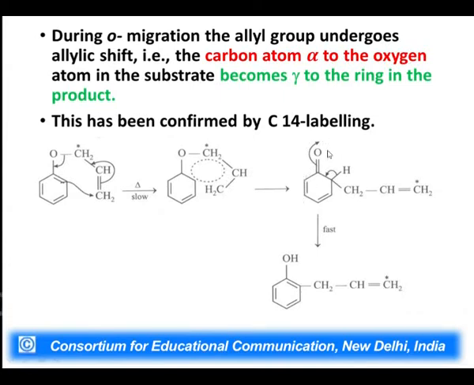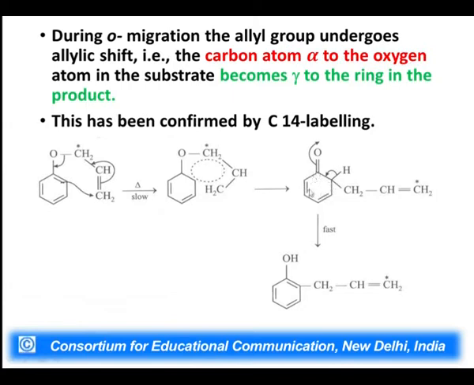So what we find here is that, along with the reaction at the ortho position, an allylic shift is also taking place. This alpha carbon, which was alpha to this oxygen, becomes gamma to this carbon in the product. So here an allylic shift is taking place. What we get is bond formation here and bond cleavage here. Bond cleavage is taking place between the oxygen and the carbon which is alpha, and bond formation is taking place between that carbon, which is gamma, and the carbon of the ring.